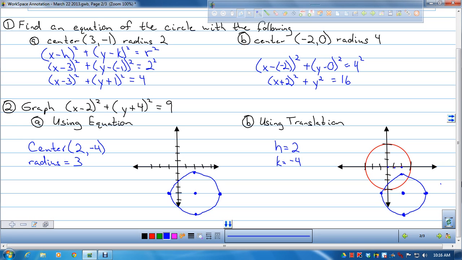Okay, so you can graph it directly from here, or you can graph, again, what we call the parent graph, where it would be without any translation, and then move it. That might come in handy as we do some of our further conics down the road here.